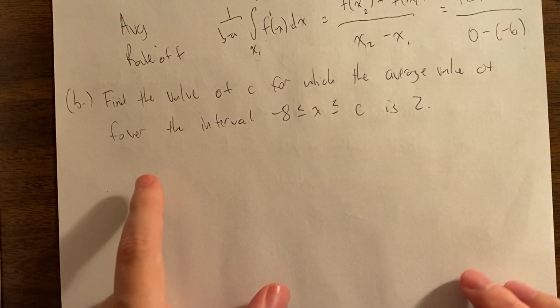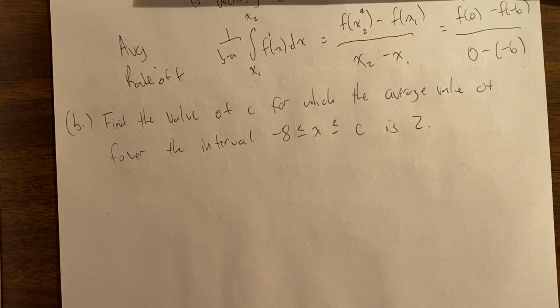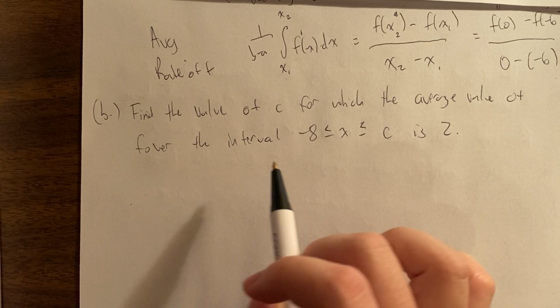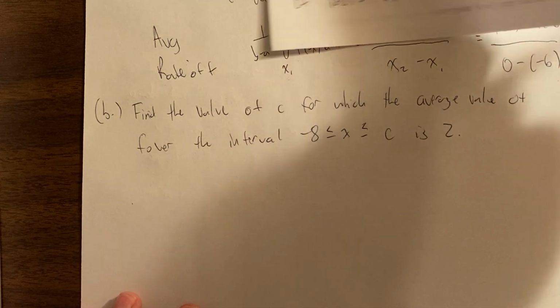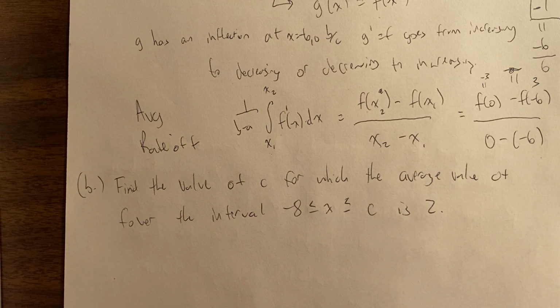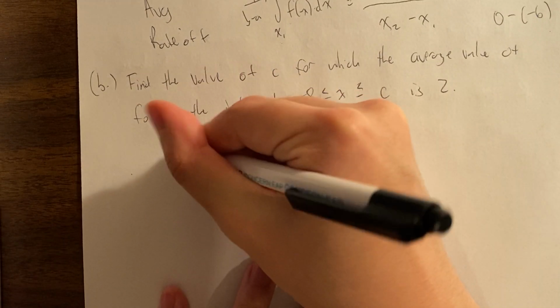So now let's do this question. It says, find the value of c for which the average value of f over the interval negative 8 to c is 2. So similarly to this question right here, average value is this formula.